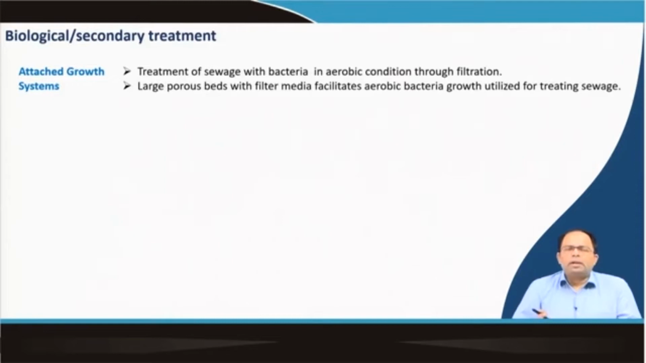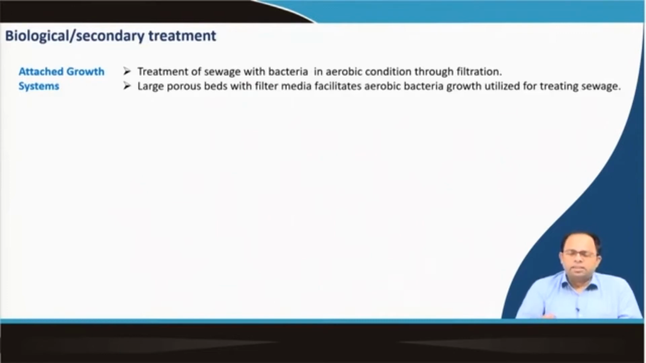So, the first broad type of biological treatment could be referred to as attached growth systems, and in this particular system the sewage is treated with bacteria in aerobic condition and using the process of filtration. That means in case of soil, if you remember, when we applied sewage on soil, the pores of the soil prevented the solid material from passing through, and in the pores the sewage was acted upon by bacteria. So, the same principle is more or less utilized to a certain extent, of course, but we will explain that.